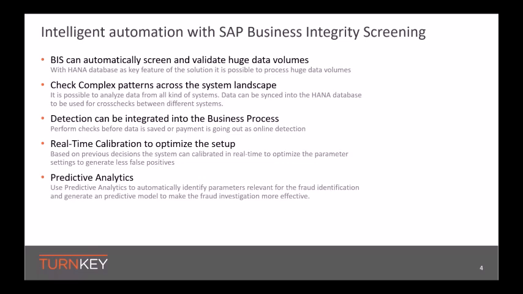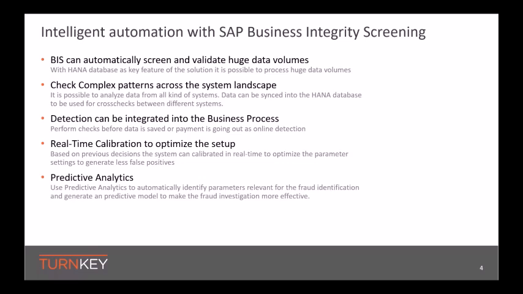We can check complex patterns across system landscapes. As mentioned before, if there's a heterogeneous system landscape, we can include cloud systems, we can include non-SAP systems to sync the data into the BIS, and then even do cross-checks between different systems. And also even within one system, the setup could be really complex for accounting, for example, and there we have a lot of options with BIS.